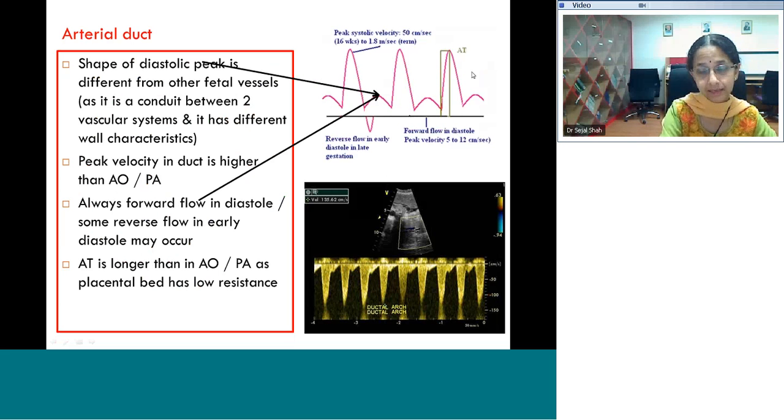Remember that the ductus arteriosus is a conduit between the aorta and the PA in fetal life. So it is a little different structure compared to other vessels. The peak velocity is reflecting the difference between the aorta and the PA. This forward flow in diastole has to be there. Occasionally, a transient short reversal of flow is also possible. So this is the peak systole and a peak diastole, but a continuous flow during diastole.